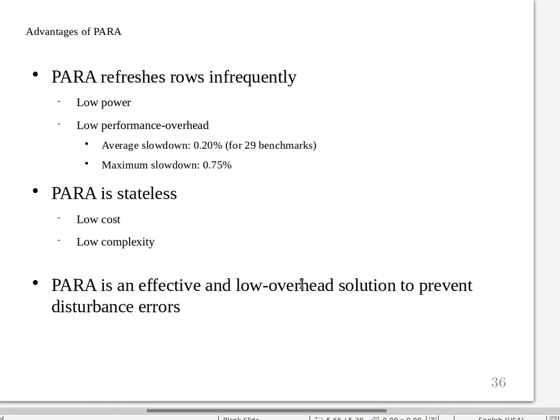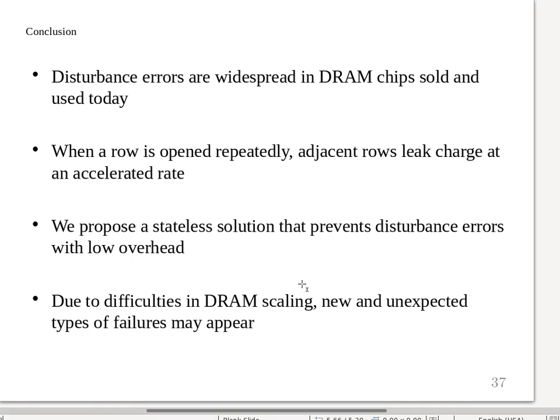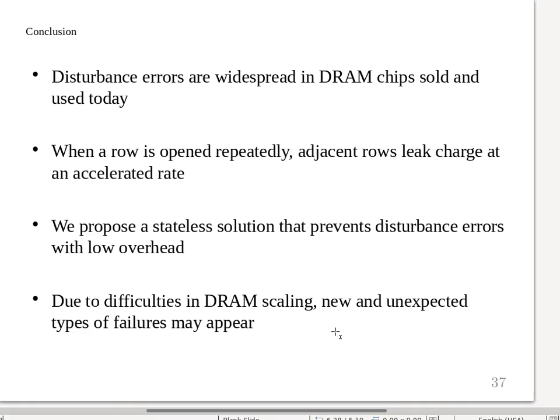All right, and they talk about why PARA is a little better, but I highlighted that already. All right, so these disturbances are widespread, and due to difficulties with DRAM scaling, new types of failures have occurred because they're trying to pack these capacitors closer and closer together, and as you do that, row hammer disturbances increase. And that's the end. Any more slides?